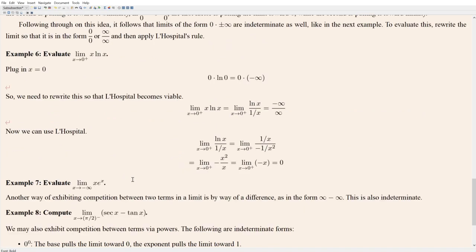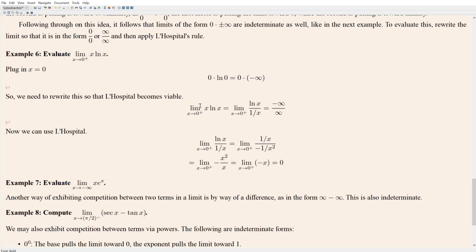So basically what this tells us is that in the competition, x log x, x is desperately trying to go to 0. Log x is desperately trying to go to negative infinity. In this competition, x wins. X wins because x ends up pulling the whole thing down to 0. So that means x is a lot stronger, so to speak, than the natural log function is.